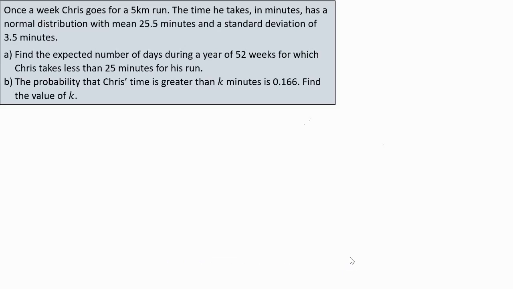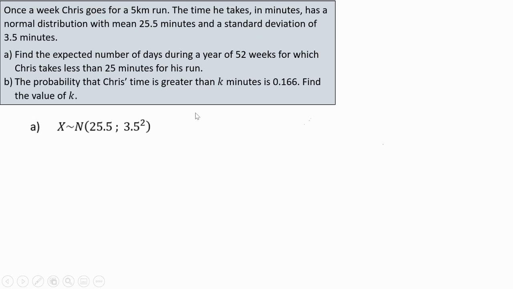Presentation is the normal distribution, and I'll give you all the different possible types of questions that you can get. So once a week, Chris goes for a 5K run. The time he takes, in minutes, has a normal distribution with a mean of 25.5 and a standard deviation of 3.5. Find the expected number of days during a year, 52 weeks, for which Chris takes less than 25 minutes for his run. Okay, so this is basic.